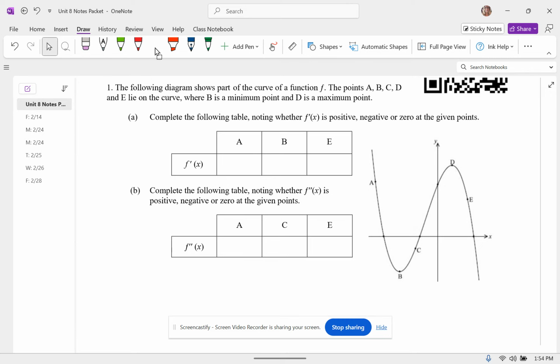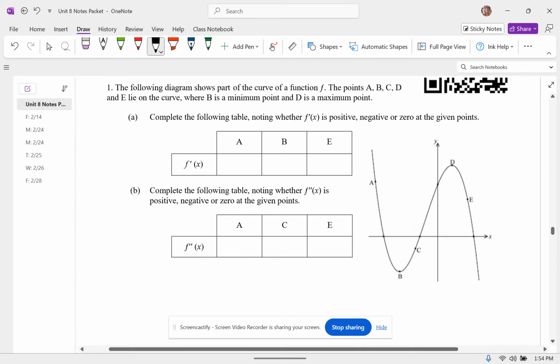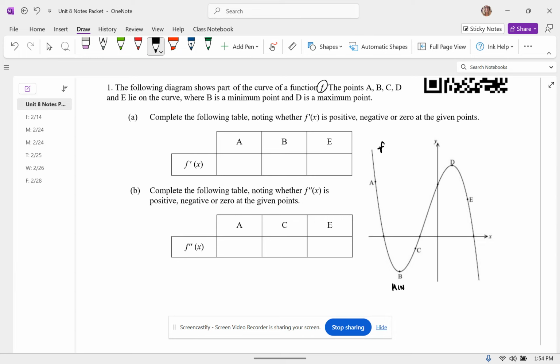Okay, so the diagram below is what? f or f prime or what? Yes, it is f. So I'm going to label it f so I know exactly what I'm looking at, right? The points A, B, C, D, and E are on the curve. Great. B is a minimum. All right, I'm going to label this. D is a max. Okay.